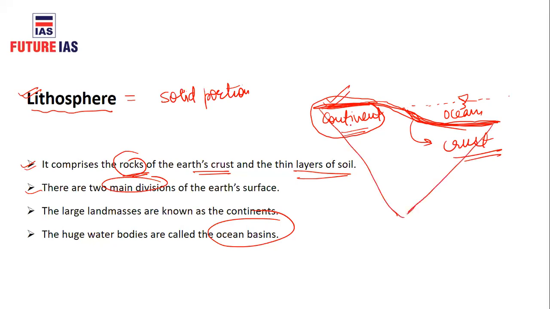For example, below the crust, you will have a different layer, which is called the mantle. And then you will have the upper mantle and the lower mantle. Then you will have the core, the upper core and the lower core. So these are the different layers of the earth, also known as the crust, mantle, and the core.